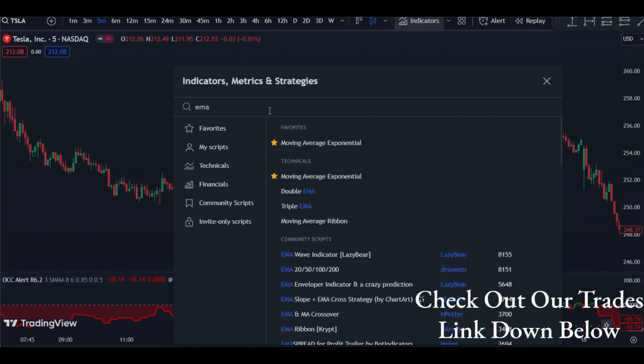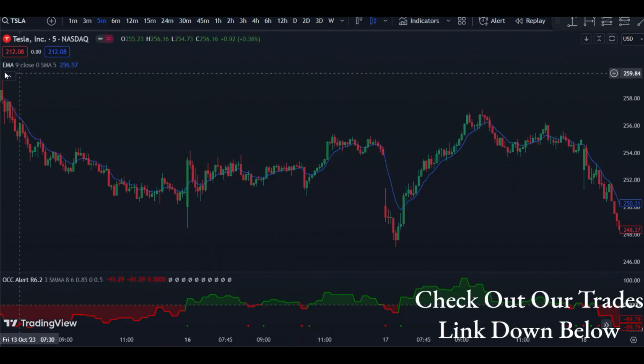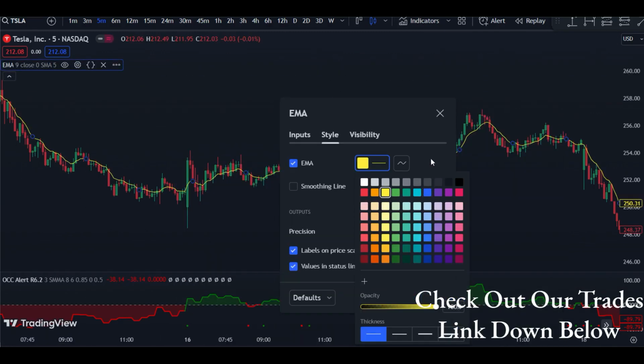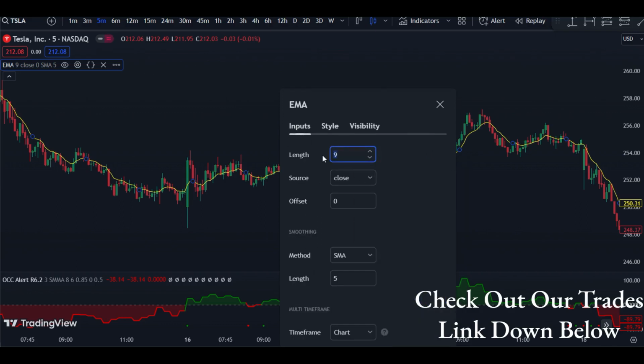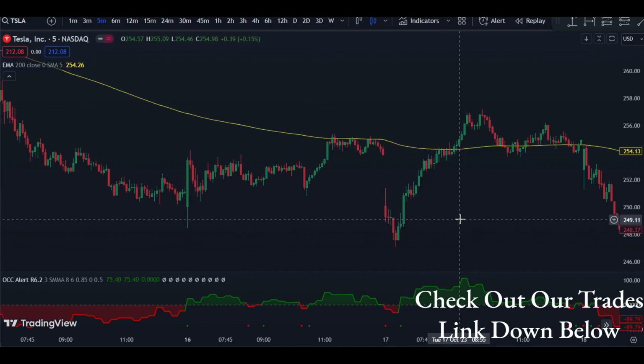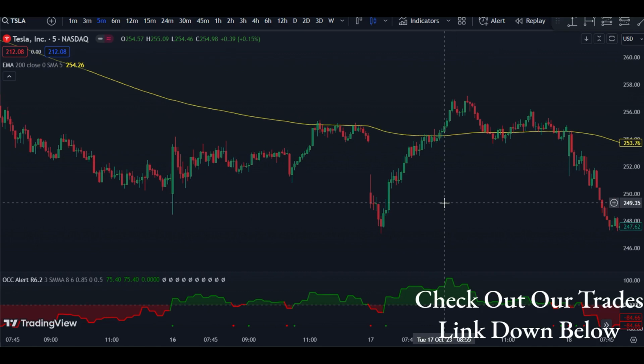Second indicator that we're going to be using is the EMA. So we're just going to make changes to the settings on the EMA. I like to change the visibility a little bit. I'm going to go over here to inputs and we're going to change the length to 200. So we're going to be using a 200 EMA for confirmation so that we can see where the price is trending at. So this is how your chart should look.